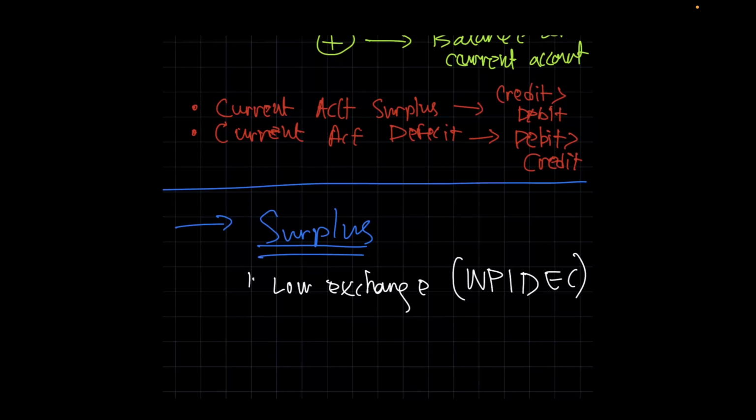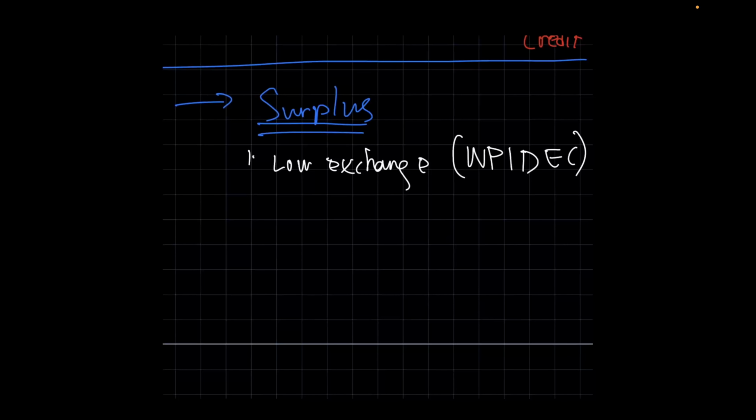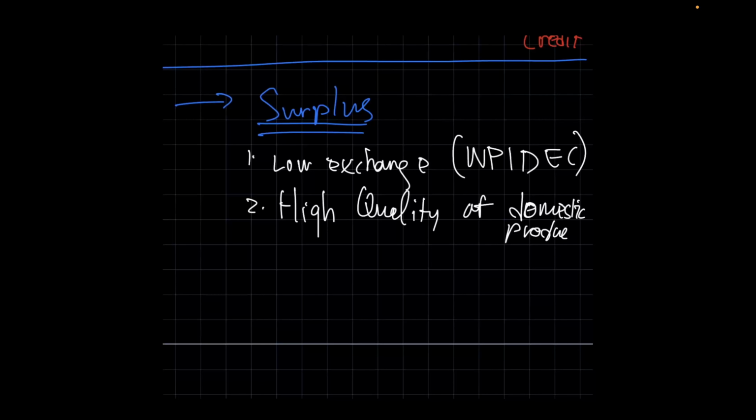As you know, when you have a low exchange rate, which you could remember as WPIDEC. That sounds really complicated, but it's really simple: a weaker pound imports dearer and exports cheaper. So assuming your home currency is the pound, the exports are cheaper to other countries, so they become more competitive, and thus you have more exports than imports, ceteris paribus. Then we have high quality of domestic products that are being sold, which stimulates the demand for your exports.